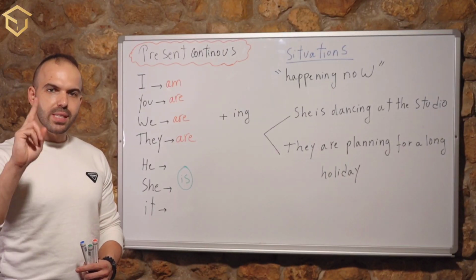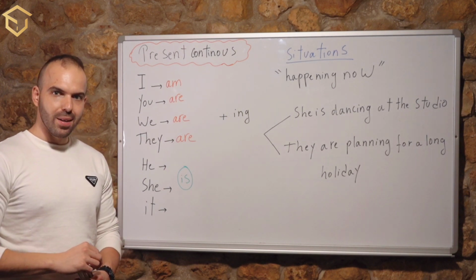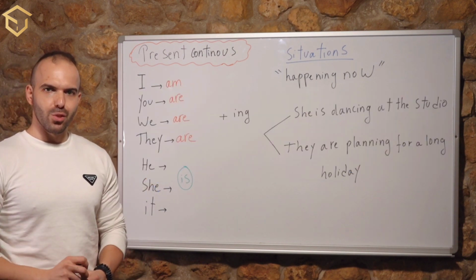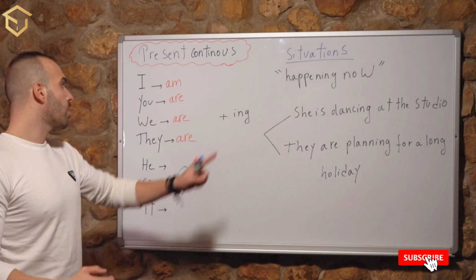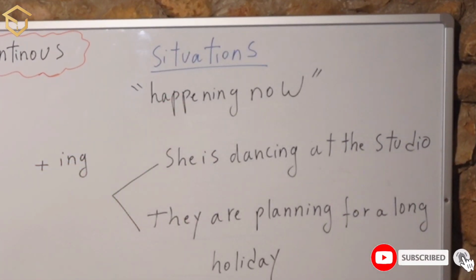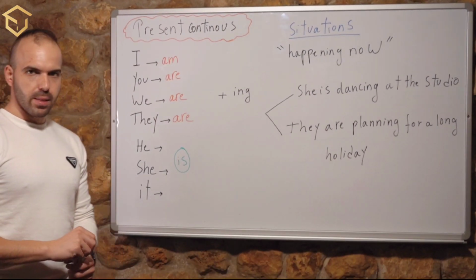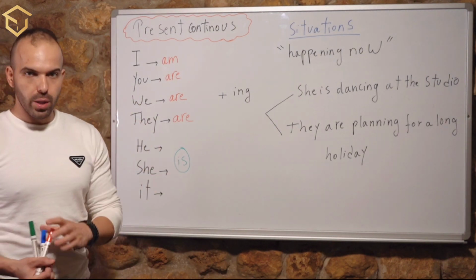Moving now to the second verb tense that I'm going to talk about today. It's the present continuous. How do we use the present continuous? We use the present continuous to talk about a situation that is happening now, right now, or in the near future. In this verb tense, as you all know, we have the 7 subject pronouns as I mentioned earlier.